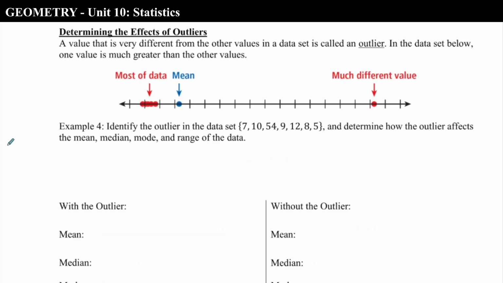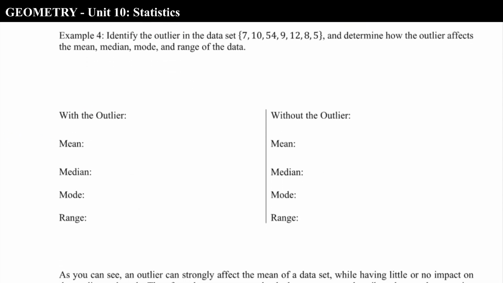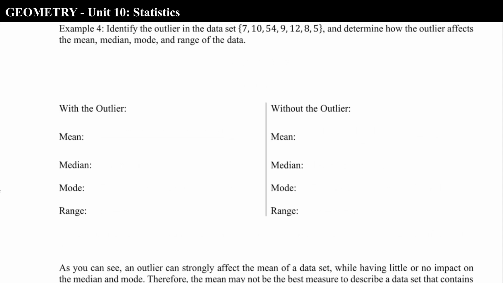So in this example, example 4, we are going to identify the outlier in the data and determine how the outlier affects the mean, median, mode, and range of the data. So first thing we're going to do is arrange this data in numerical order. Okay, that's always a good place to start. So we've got 5, 7, 8, 9, 10, 12, and 54. And when you do that, you can very easily see which one is the outlier. So here, the outlier is 54.